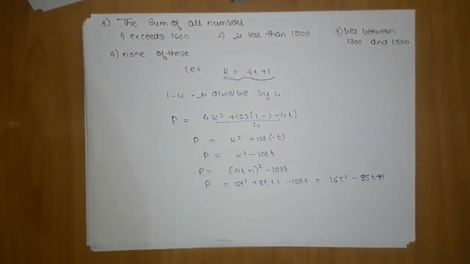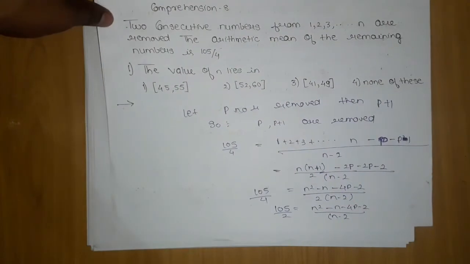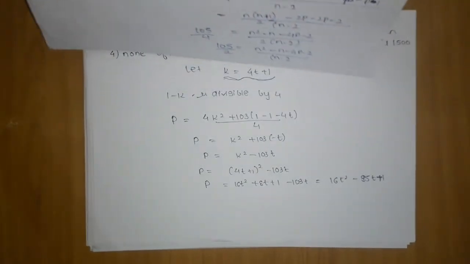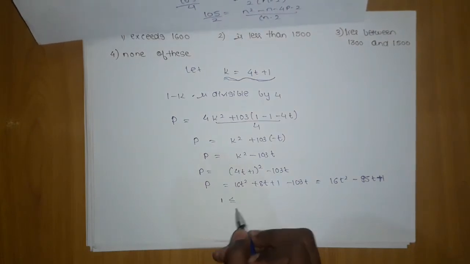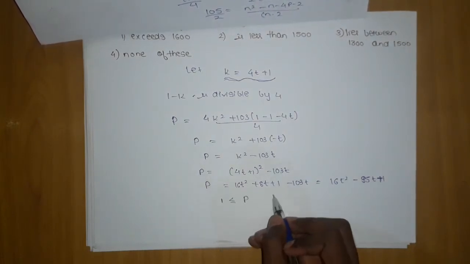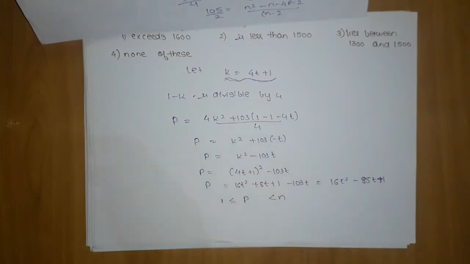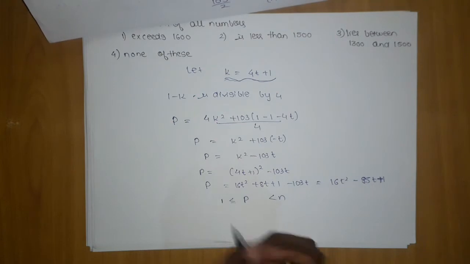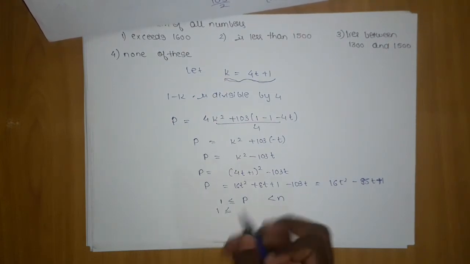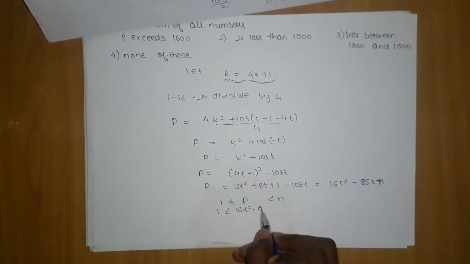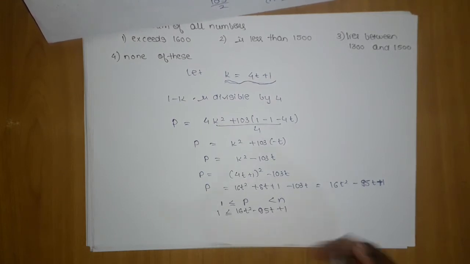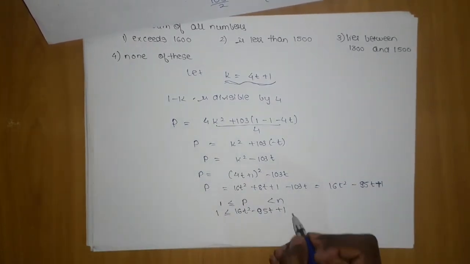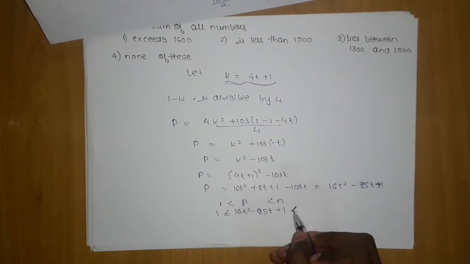So this is the p value. And p, if you just think, p was the number which we removed, and p plus 1 was the next consecutive number which we removed. So p can be either equal to m, or it can be less than n. Between these, this is the highest number, so p will be less than this. Do we know the p value? Yes, we know the p value, which was 16t square minus 95t plus 1. And it is less than n.